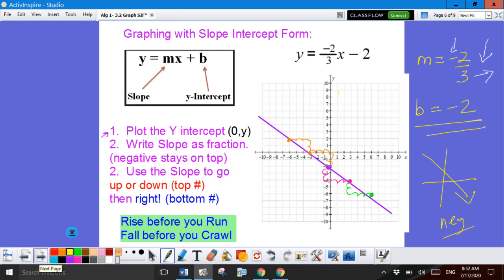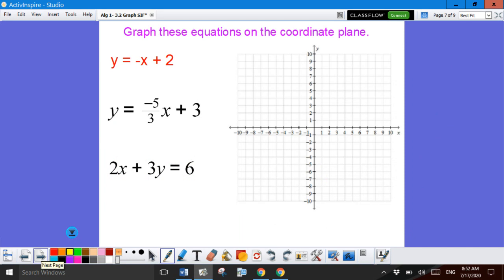All right, let's try a couple more. So why don't you take a minute and see what you can do with the first couple, and then I'll help you work through the third one, and then we'll be ready for some homework.